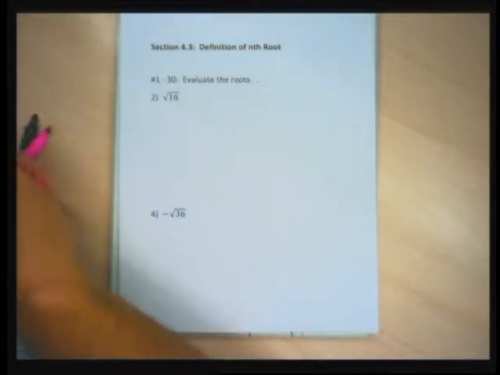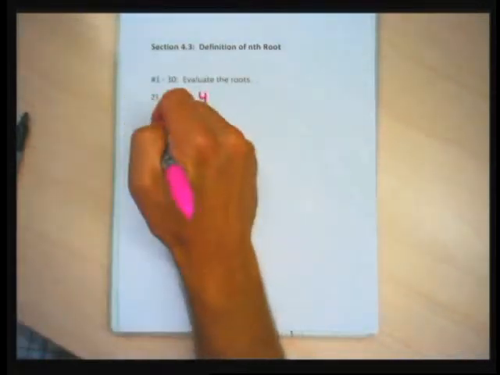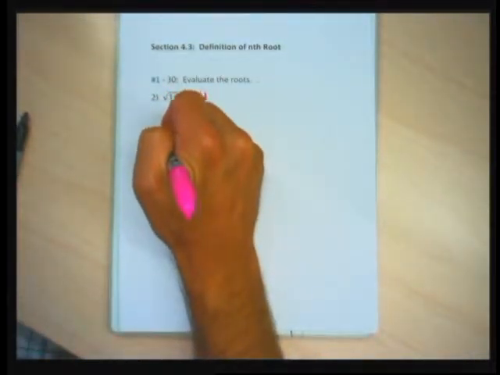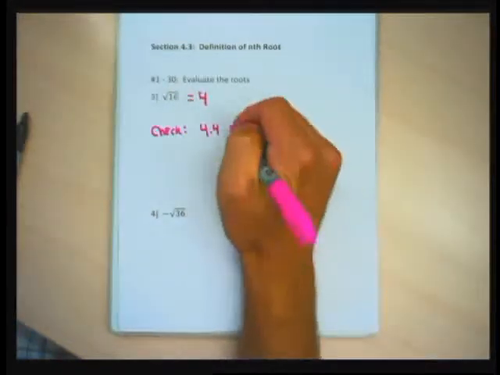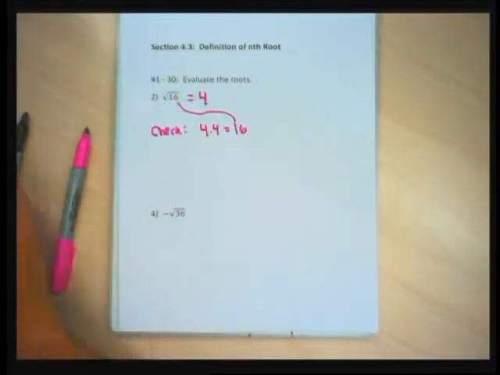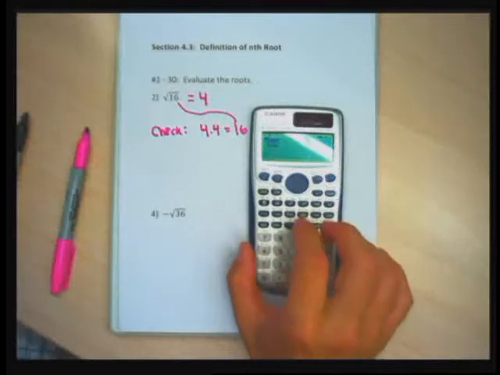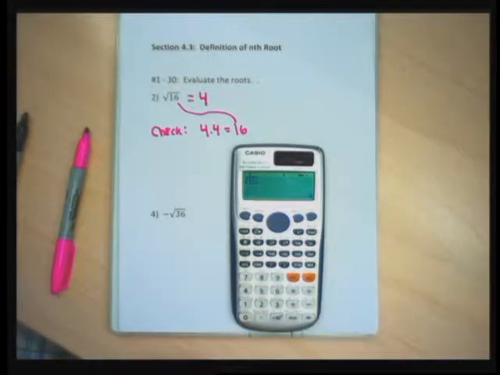So the first problem I see is the square root of 16. That's asking the question, what number times itself twice is 16? The answer is 4. If this was a test question, I would just write the number 4 down and be done. If I wanted to check, for my answer to a square root to be correct, I need to be able to take my answer, multiply it by itself twice, and that has to equal the radicand. And because that's true, my answer is right. On my calculator, I'd hit the square root button, type in the number 16, and hit equals.